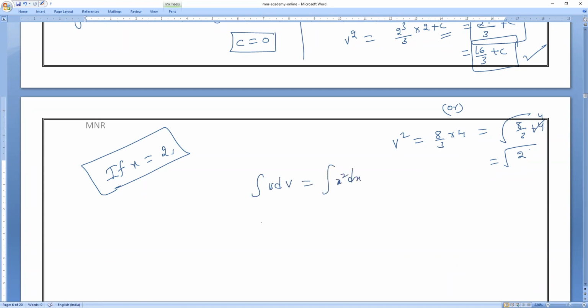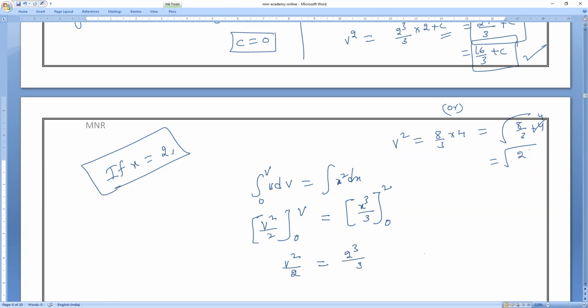So if you apply the things, what will happen? V square by 2, differentiation is 0 to v, which is equals to here x square. What is the integration? X cube by 3. And the limits for this one, it is mentioned that 0 to 2. What is the limits? 0 to 2. For v, limits is 0 to v. So if we substitute, what will come? V square by 2, which is equals to here, this one is 2 cube by 3.